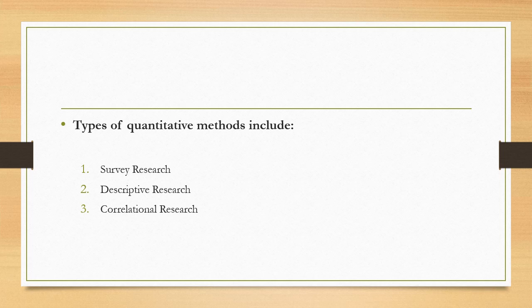The types of quantitative research methods are survey research, descriptive research, and correlation research. The survey research, I think all of you are familiar with surveys, and I think all of you have received from the phone companies a text message about customer satisfaction surveys.